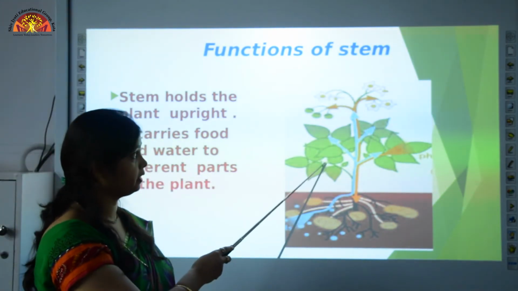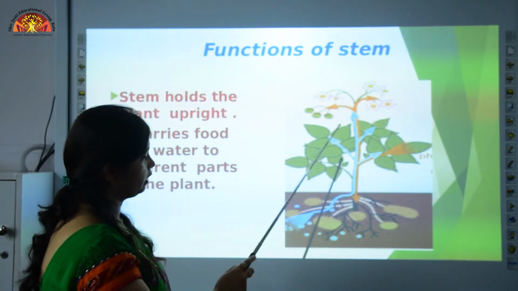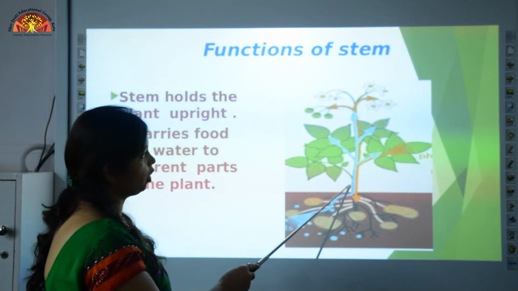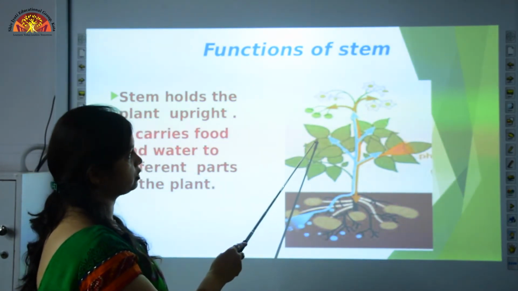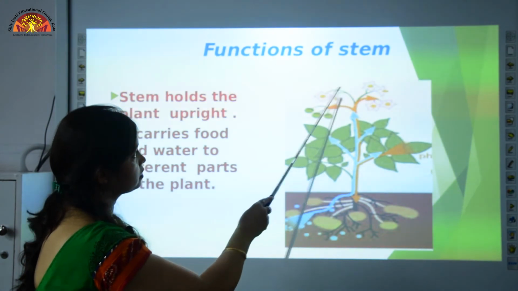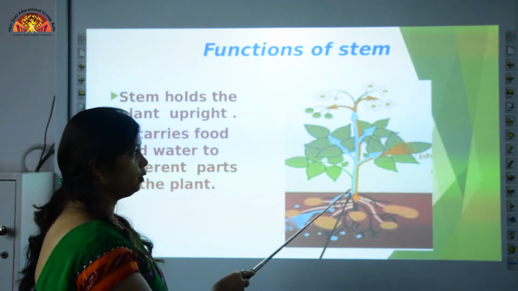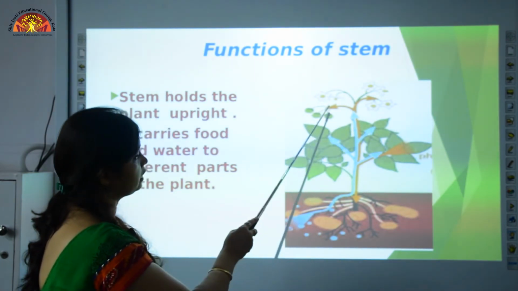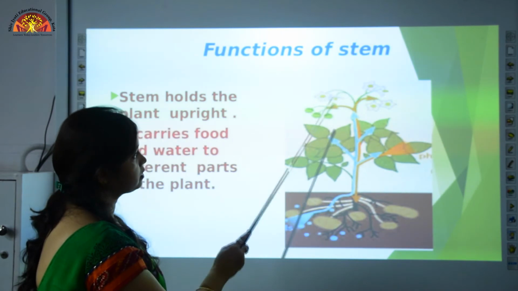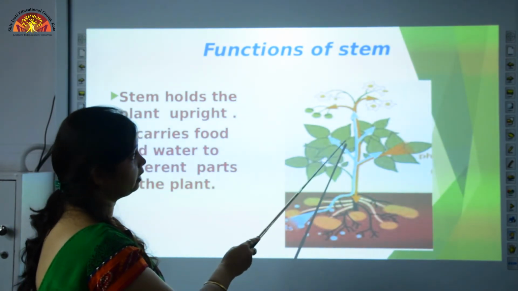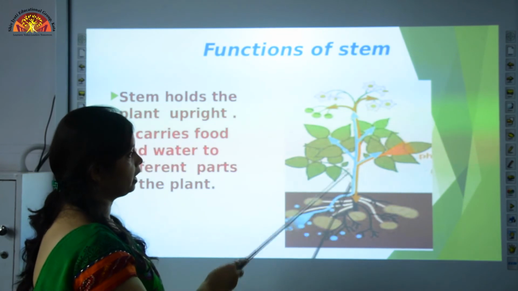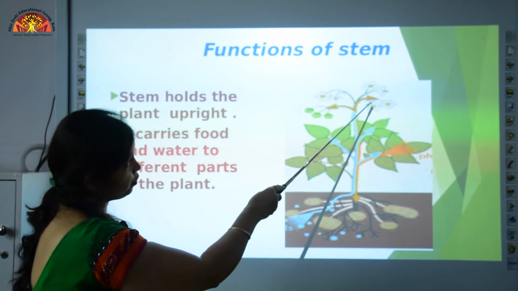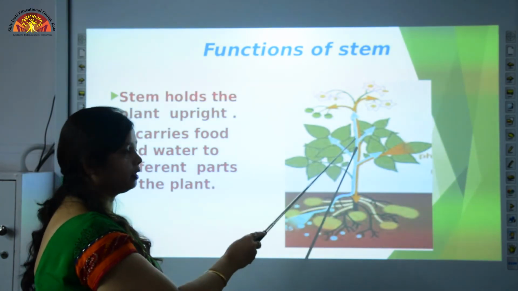Now you can see here in the picture, the blue arrows shown here are, the water is absorbed or taken up by the roots, and this water is transported to different parts of plant like leaves, to flowers, to buds, everywhere through stem. Similarly, the food which is prepared at leaves, you can see through these orange arrows, this is transported or carried from leaves to different parts of the plant, like to the roots, to the other parts of a stem, to flowers, to buds, everywhere it is taken through stem.